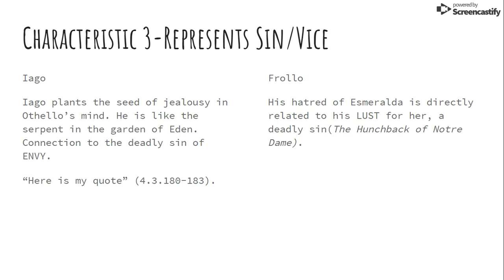So, again, I talk about Iago. Iago plants the seed of jealousy in Othello's mind. He's like the serpent in the Garden of Eden. There's a connection to the deadly sin of envy. Here's my specific quote that shows that. And then for Frollo in the song, his hatred of Esmeralda, the gypsies, directly related to his lust for her, which is a deadly sin. And again, for both of them, I have my citations.